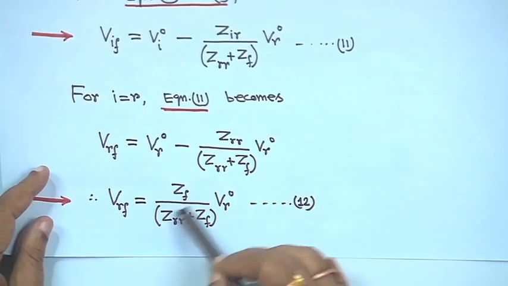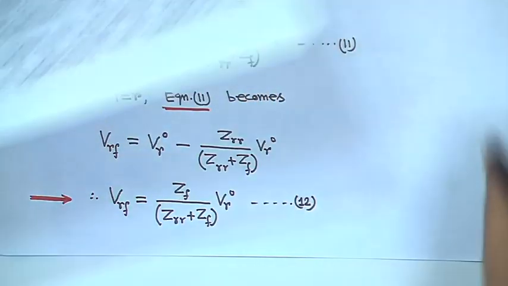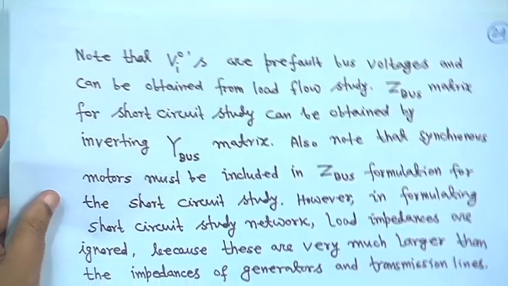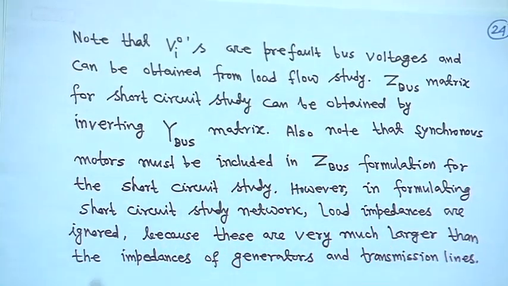So, these are all the fault calculations for a large network, right. Note that the Vi0 are the pre-fault bus voltages and can be obtained from the load flow studies, and the Zbus matrix for short circuit study can be obtained by inverting the Ybus matrix, right. Also note that synchronous motors must be included in the Zbus formulation for short circuit studies, if present. However, in formulating the short circuit study network, the load impedances are ignored, because these are much larger than the impedances of the generator and transmission lines, right.